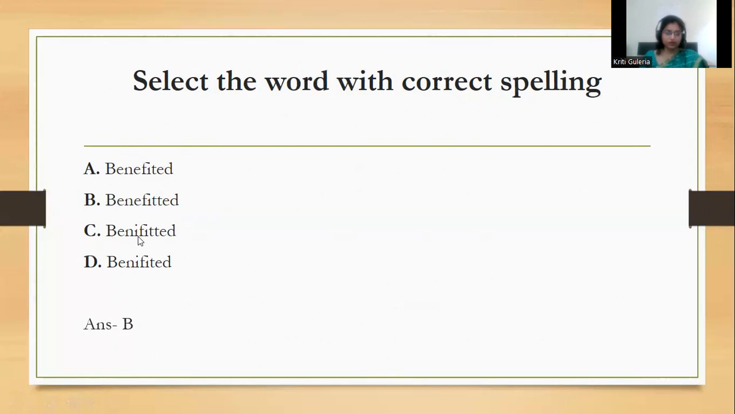C will not be the correct option because it is replaced by I, whereas the original word was benefit, BENEFIT. So it has to be BENE only, and T will double because it is the last alphabet and last consonant. It will double up because it is being added to the suffix ed. Clear?